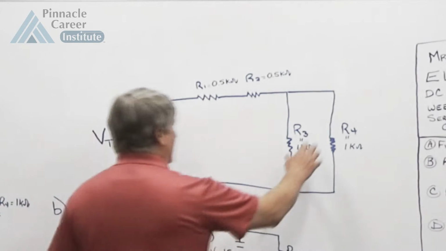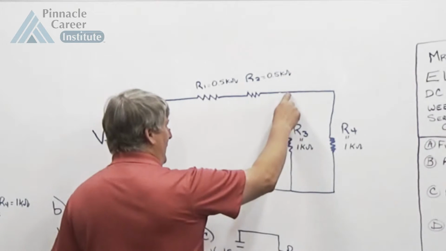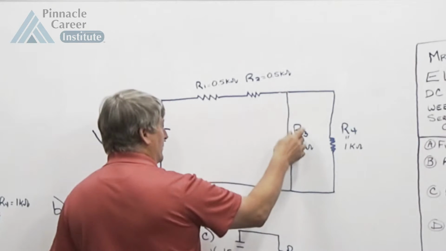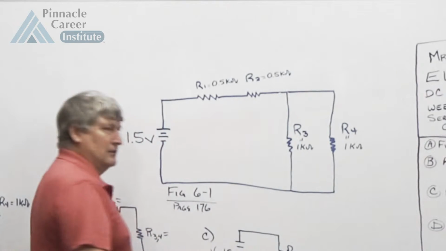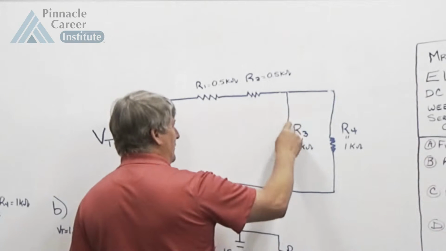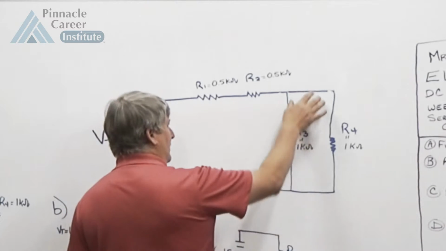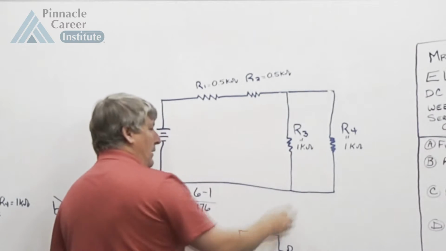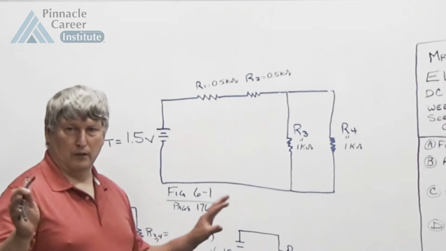If you notice R3 and R4, I have an alternate path between these two. So R3 and R4 are in parallel because they are two separate paths. The electrons come here and they have a choice to go that way or that way. That makes it parallel. Again, the top and the bottom are connected to the top of the resistors and the bottom of the resistors.